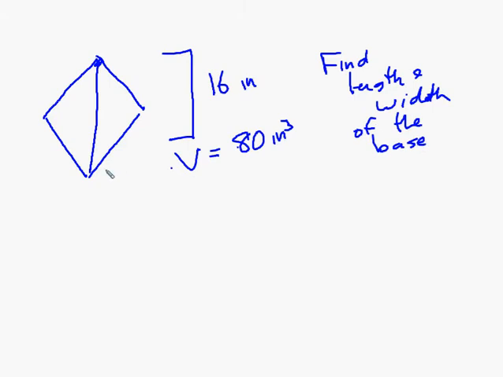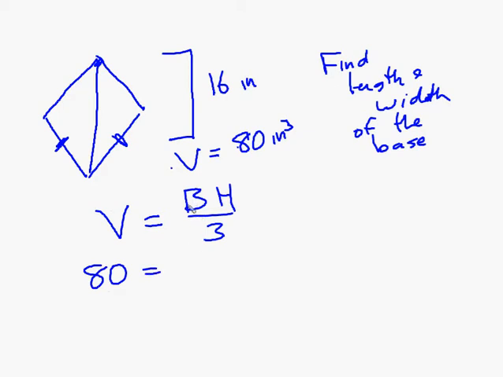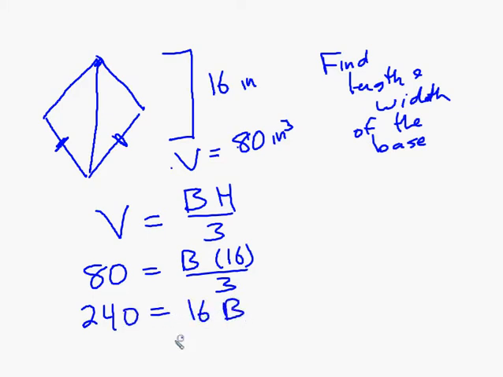Well, it's a square pyramid, so I know that the length and width are actually the same thing, right? So I'm going to involve my formula. Formula of a pyramid is big B times big H divided by 3, and I replace V with 80. I do not know big B. I know H is 16. Now what do I do? Multiply by 3. So I have 240 equals 16 times big B. We divide both sides by 16, and what do we get for big B?